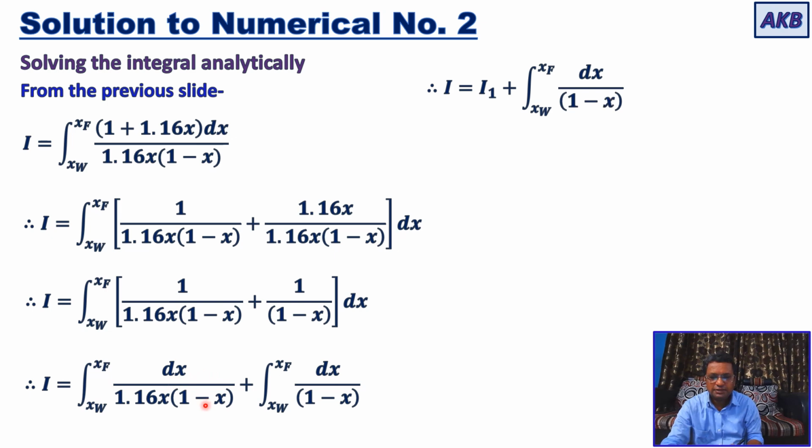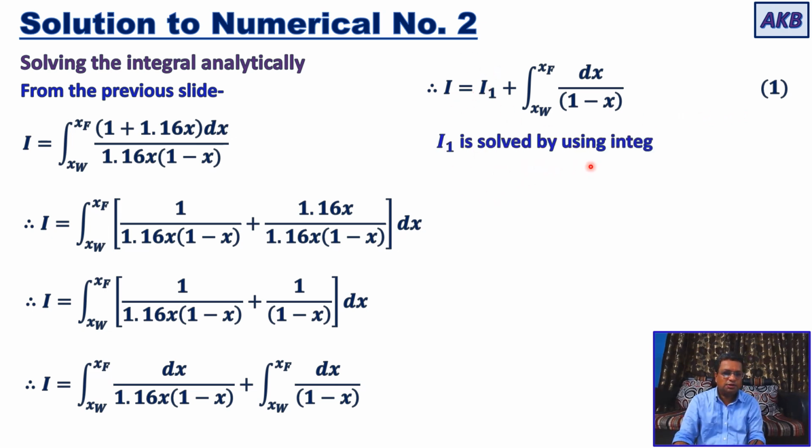Okay, now let me call the first integral I1. We are going to solve it separately, using integration by parts. So for the time being I'm denoting it as I1. So I will be equal to I1 plus the integral from xw to xf dx upon 1 minus x. Let us call this equation 1. We are going to refer to it once again after getting I1.